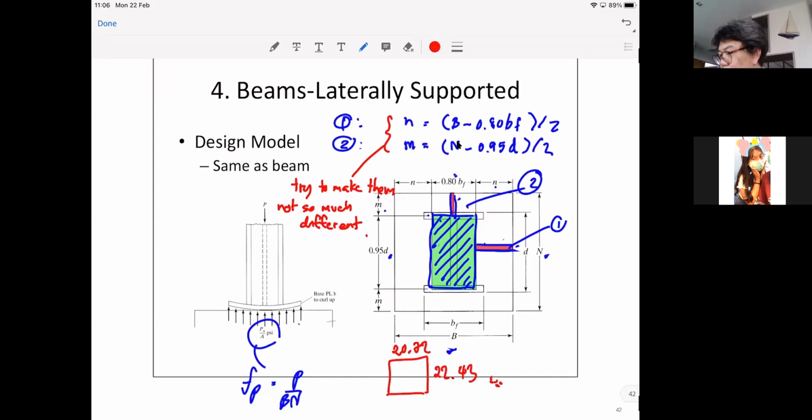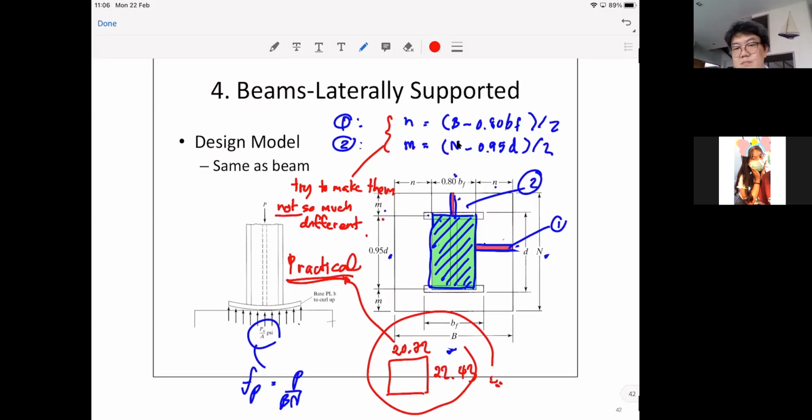So after the calculation, you try to make them not so much different, but it has to be practical as well. Not so much different and practical. Let's say if you have this, you might as well use the round number. Okay, I'm just going to use the plate of size 21 centimeters by 22.5 centimeters, so like that.